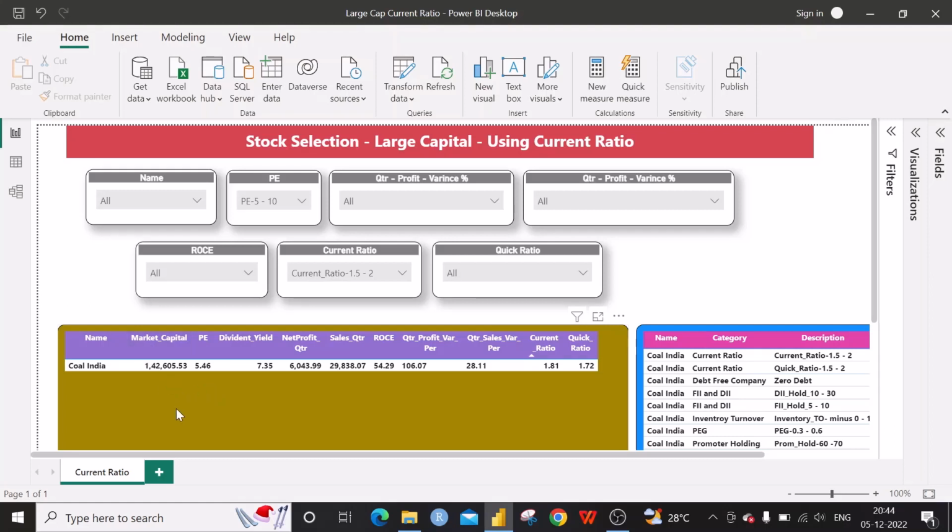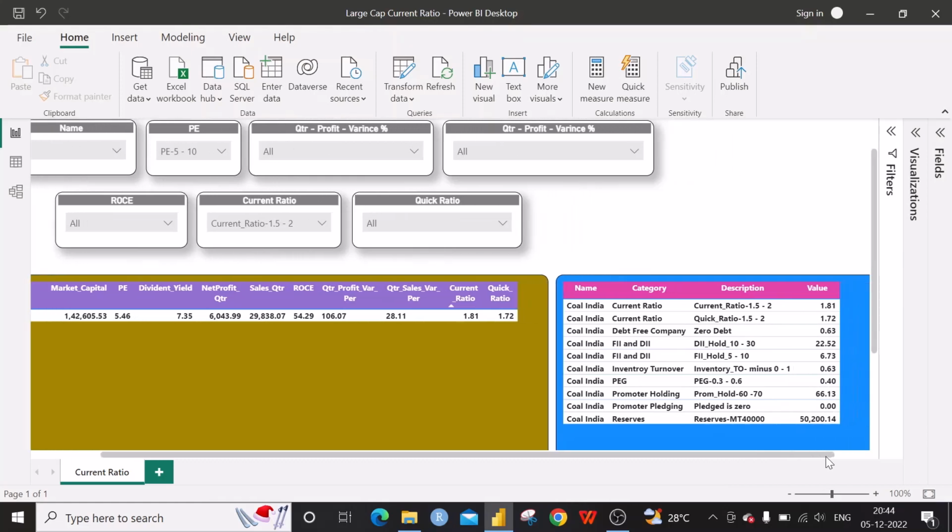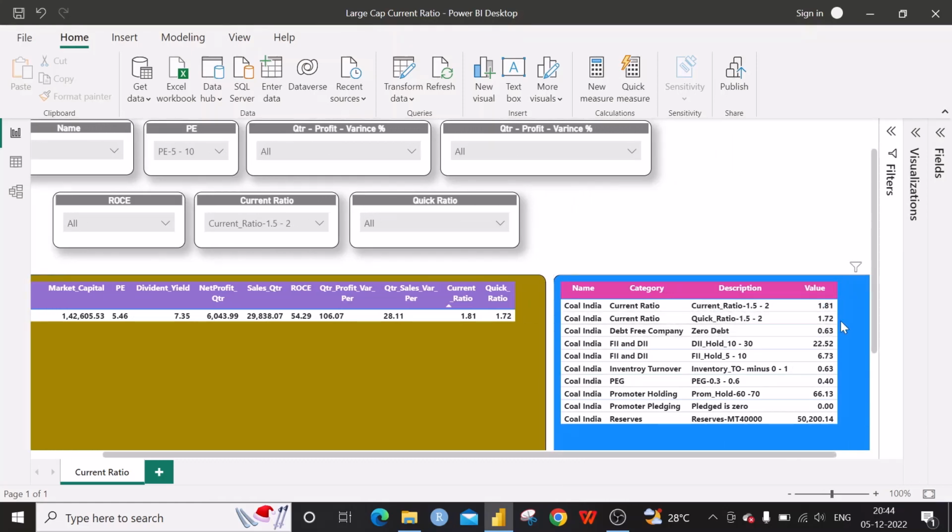So this is the way we can select the stock, and on the right side we can also get additional information about Coal India, that is the current ratio, quick ratio, zero debt, that is the debt ratio, the DII hold 22.52%, FII hold is 6.73%, promoter hold is 66.13%. Likewise, we can also get some other additional information about the stock.